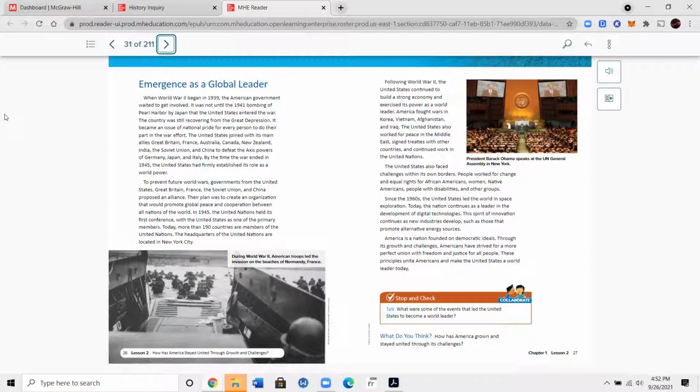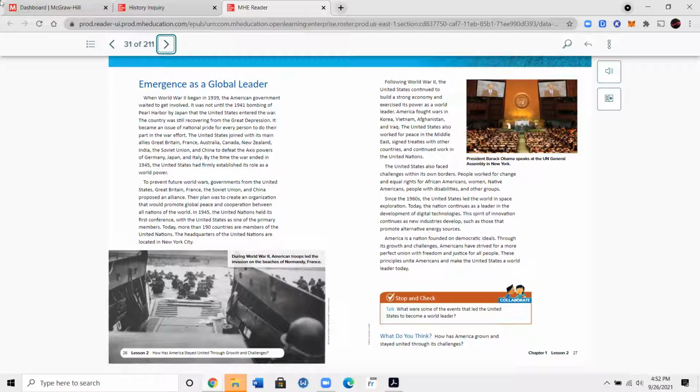Since the 1960s, the United States led the world in space exploration. Today, the nation continues as a leader in the development of digital technologies. The spirit of innovation continued as new industries developed, such as those that promote alternative energy sources. America is a nation founded on democratic ideals. Through its growth and challenges, Americans have strived for a more perfect union with freedom and justice for all people. These principles unite America and make the United States one of the world leaders today.